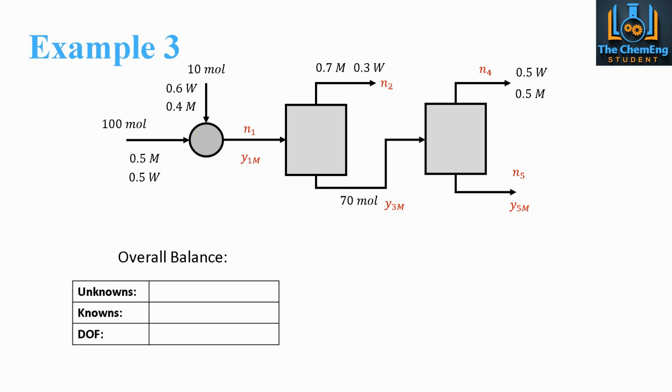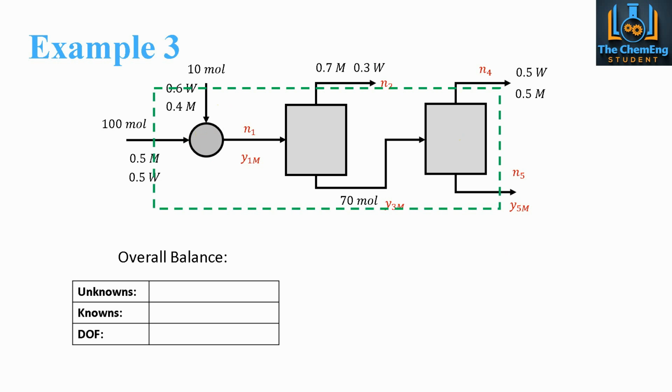So let's take a look at the overall balance first. So that is essentially saying what is coming into the system and what is leaving the system. So the number of unknowns here is going to be N2, because we don't know what leaves here. N4, we don't know what leaves here. We don't know what leaves on the bottom product for separation column number 2. And we don't know the composition of that stream. So here we have 4 unknowns.